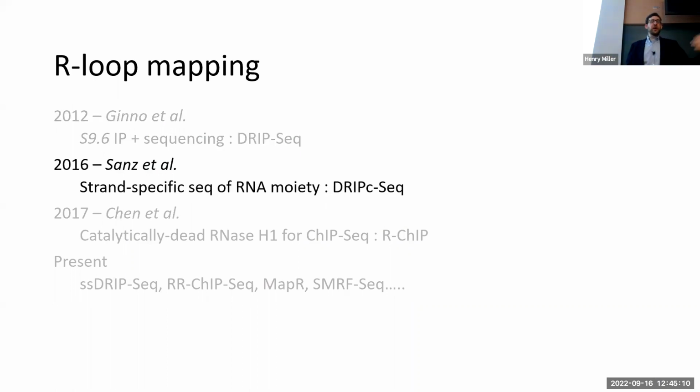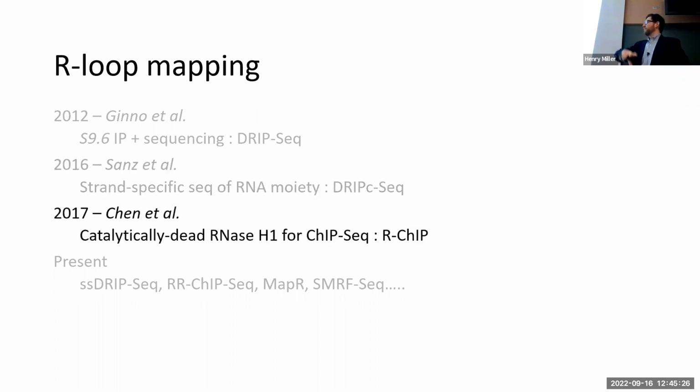Four years later, Dr. Chédin's group published an update to DRIP sequencing called DRIPc sequencing, which was strand specific and sequenced the RNA moiety in the R loop rather than the DNA moiety. One year later, Chen et al. published a very different approach called R-ChIP, which uses catalytically dead RNase H1 in order to map R loops. And just as I kind of explained earlier, RNase H1 is an enzyme that can bind and degrade R loops. Catalytically dead RNase H1, however, can only bind R loops but not degrade them.